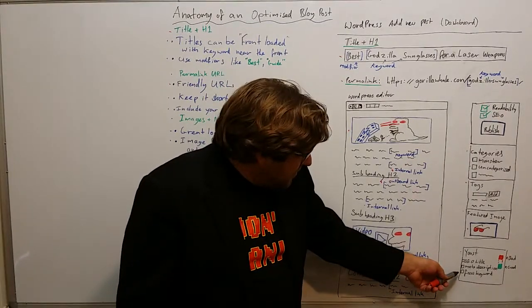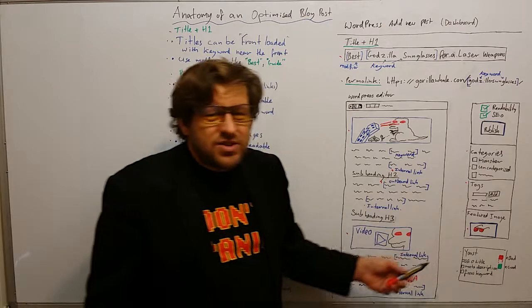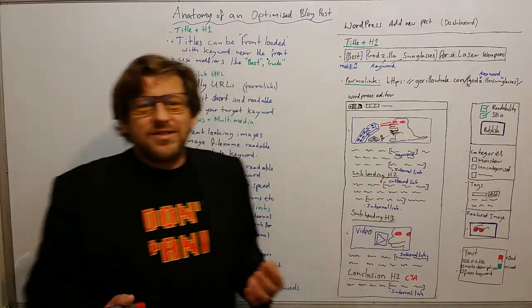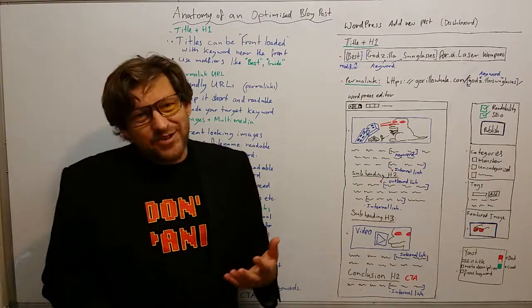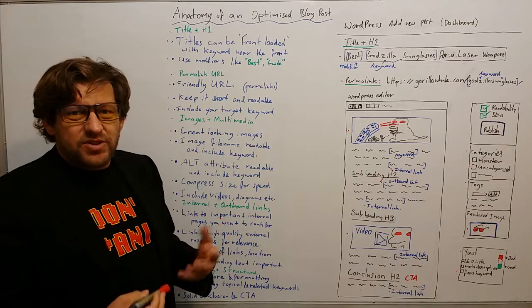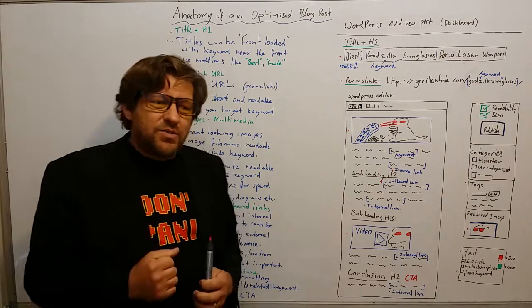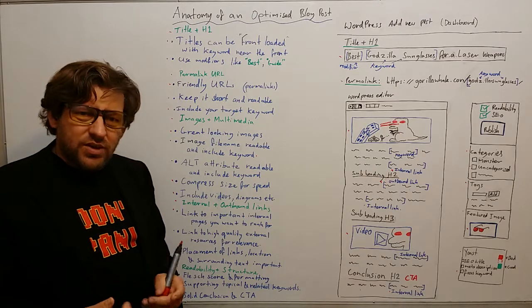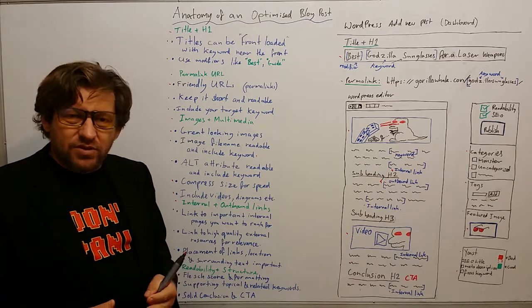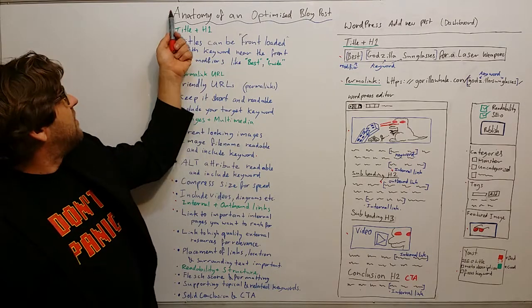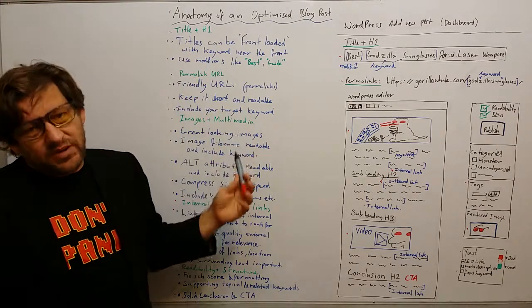Also think about the focus keyword, and this just helps you stay organized as you're doing your article. Obviously there's a lot more to on-site SEO, to optimizing these blog posts, but I hope this has given you enough to use as you're doing your blog writing. So it's the anatomy of an optimized blog post.